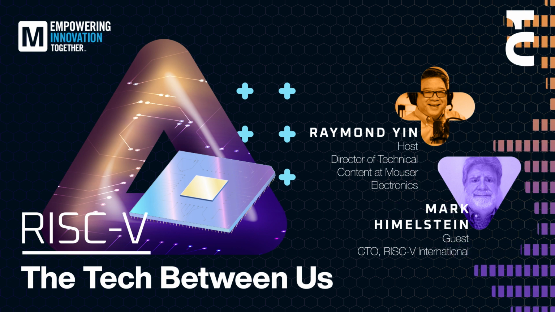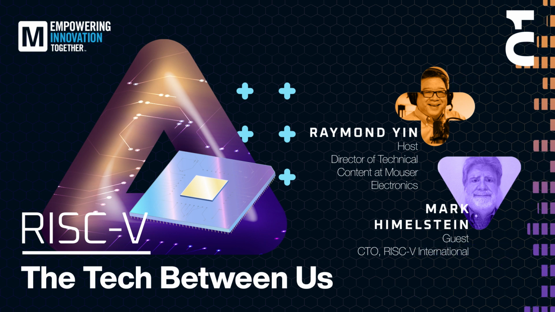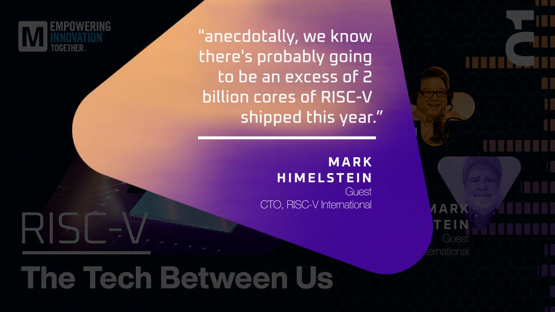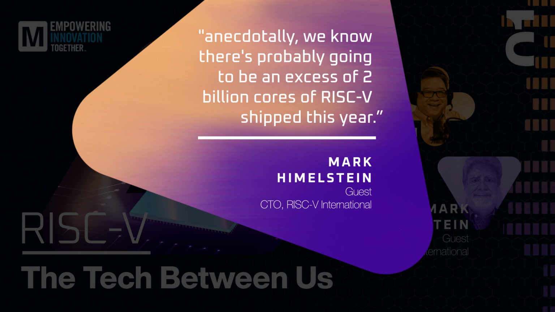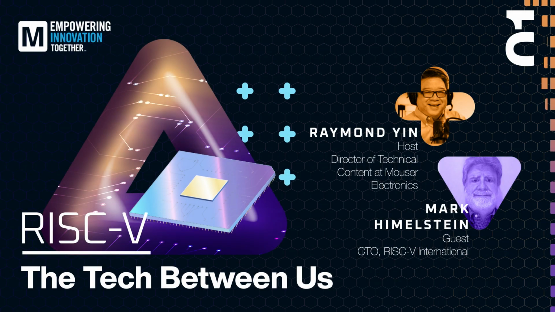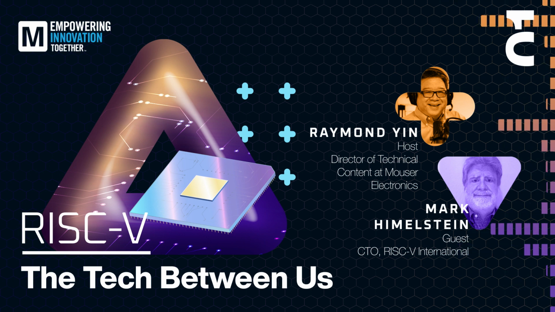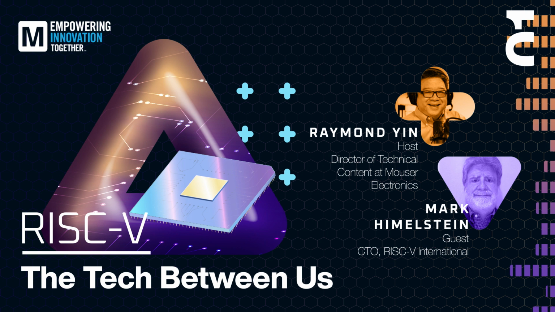And I mean, look, it's very exciting to be in the ground floor of this incredible momentum. This year alone, anecdotally, we don't require people to report, but anecdotally, we know there's probably going to be in excess of 2 billion cores of RISC-V shipped this year. Yeah, and that's amazing. Given the fact that in 2014, like 2015, that was really the first public forum for RISC-V, that's absolutely unprecedented.